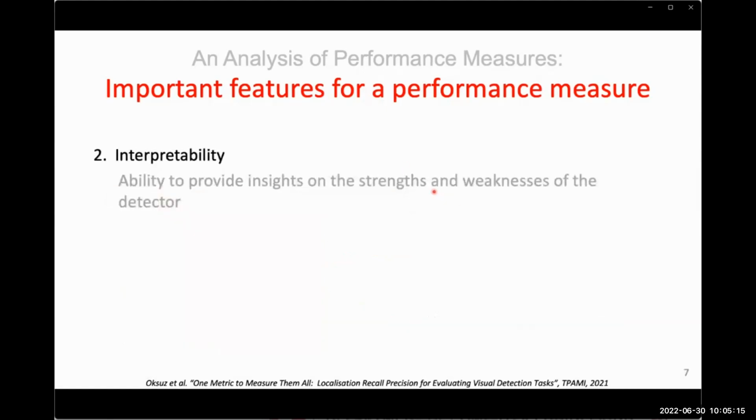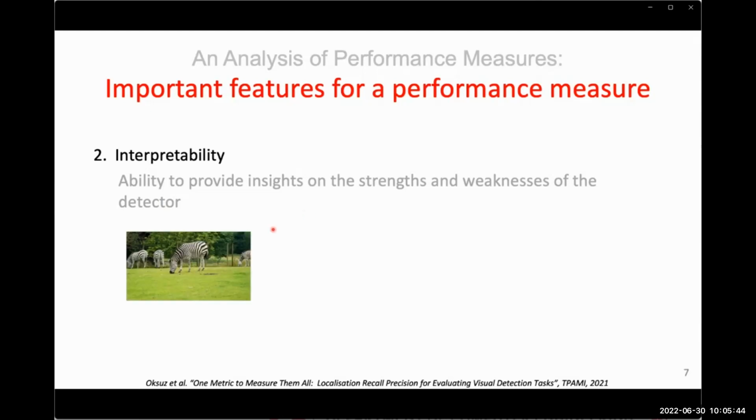The second important feature is interpretability. We would call a measure interpretable if it provides insights on the strengths and weaknesses of the detector. In other words, detectors can have different characteristics. One can be good at, for example, classification, while another detector can be good at localization. And we expect the measure to provide insight about these different performance characteristics.